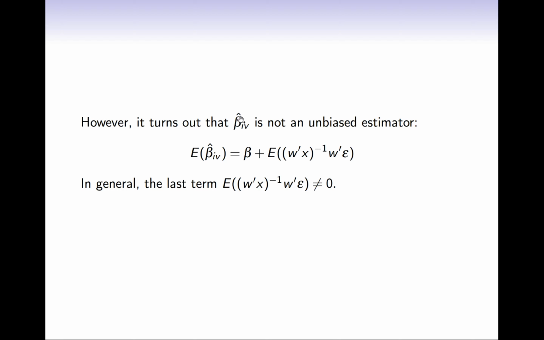It turns out that the IV estimator is not actually an unbiased estimator. It's consistent in the sense that asymptotically there's no bias. But if you take the expectation, we can't do what we did with the OLS estimator, because E of epsilon given X is not equal to 0. So this term is in general not equal to 0.